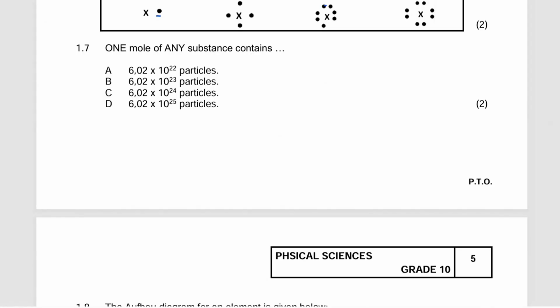Then we proceed to question 1.7, which reads: 1 mole of any substance contains, right? So this refers to the mole concept generally. The correct answer there should be B, which reads 6.02 times 10 to the power 23 particles. Those particles can represent ions and so on. So the correct answer is B.